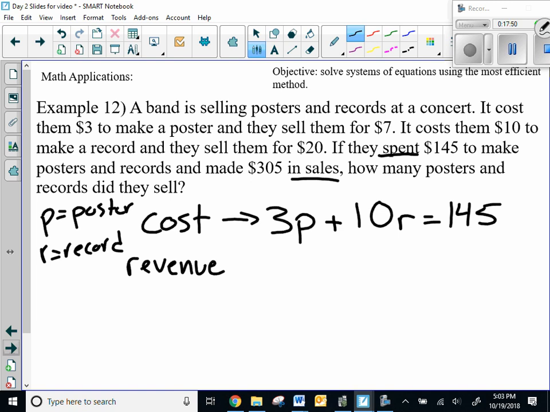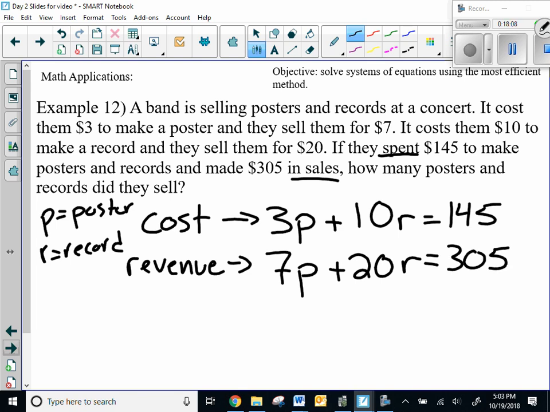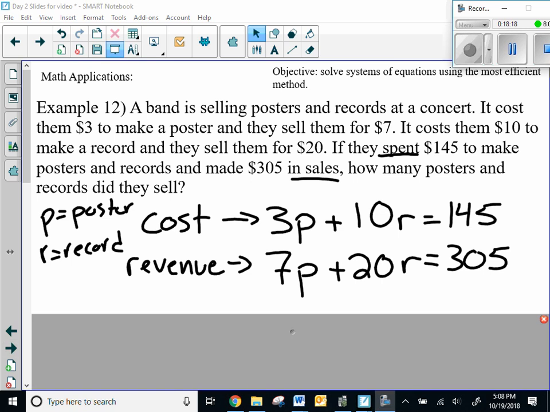Our second equation is going to be about the amount of money they bring in. So for the posters, they make $7 for every poster. They make $20 for every record. And they made a total of $305. So here, our two equations again are the cost and the revenue. All right, pause the video, give this one a try. Solve this out. If you haven't solved it yet, make sure you pause and solve. Otherwise, let's go over this.